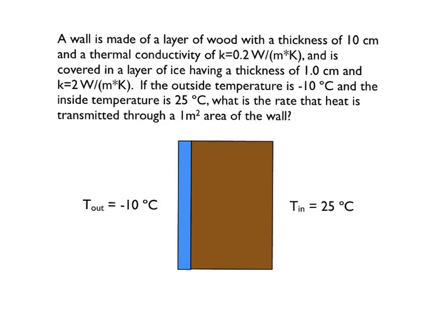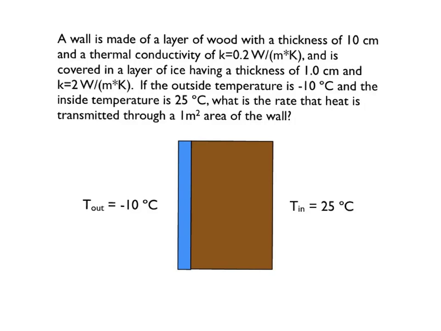Today we're going to explore conduction, and we're going to do this with a problem that's fairly standard when you're dealing with thermal conduction. And so this is the problem. We assume that there's a wall that's made of a layer of wood, which is this brown stuff over here, that has a thickness of 10 centimeters and a thermal conductivity of 0.2 watts per meter Kelvin, and it's covered in a layer of ice, this stuff right here, having a thickness of 1 centimeter and a thermal conductivity of 2 watts per meter Kelvin.